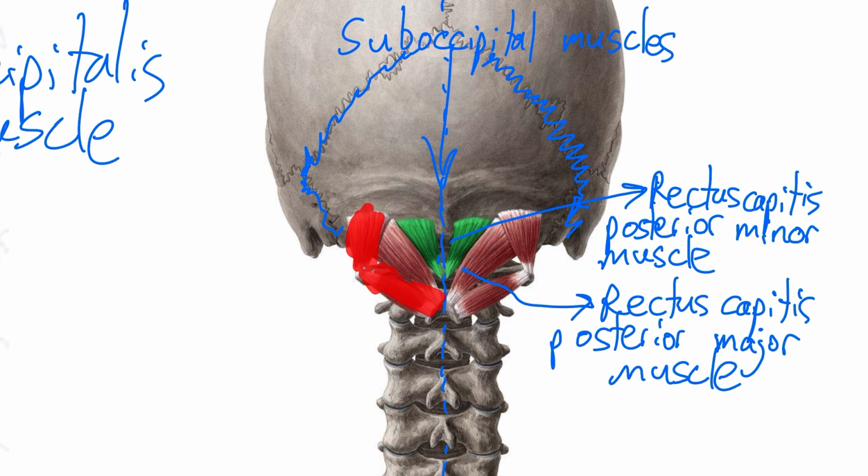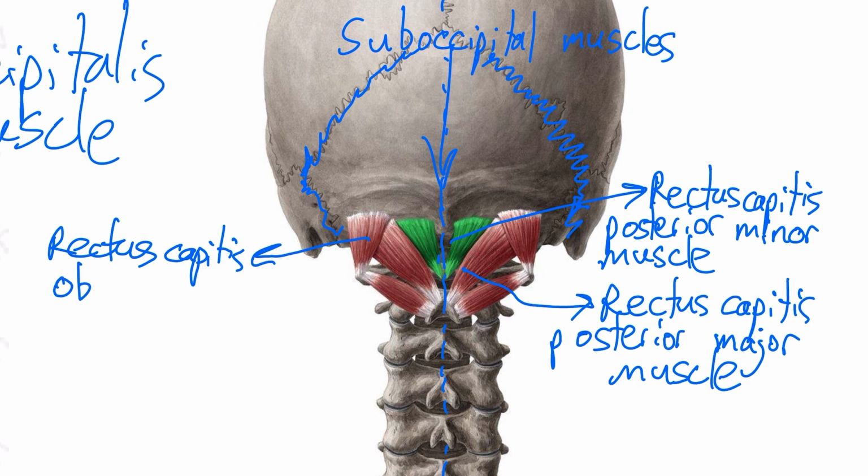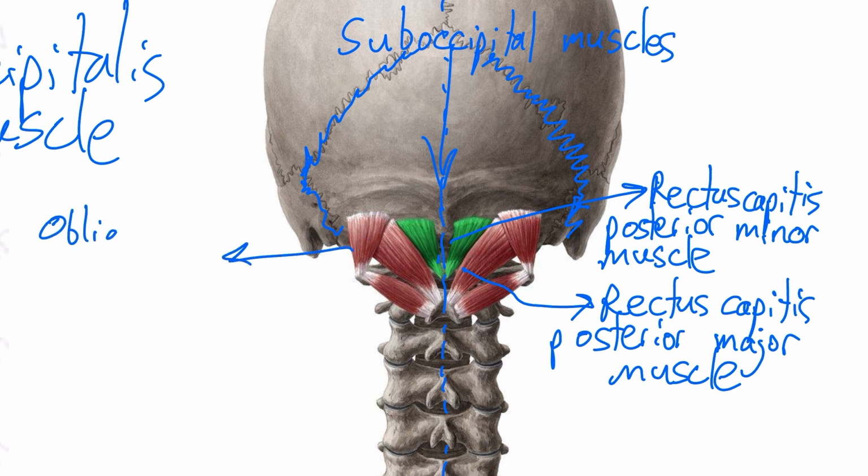So these two are obliques, and we don't call them minor and major, although we could. Sorry about that again. This most lateral one, we call this the rectus capitis oblique. Actually, I apologize, that's not right. This is called the obliquus capitis superior muscle.